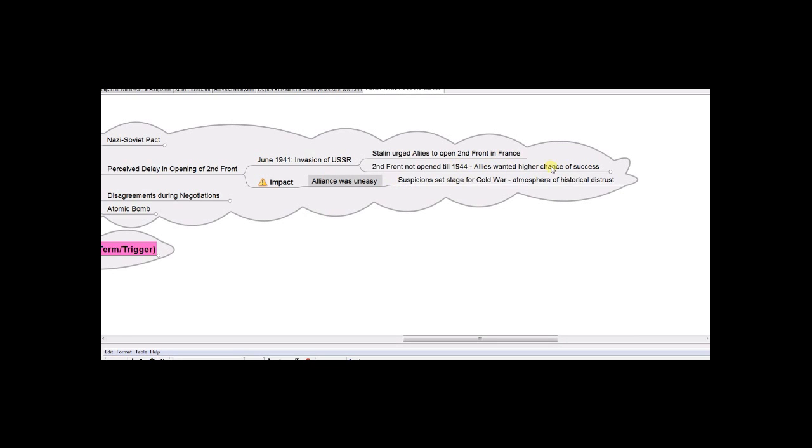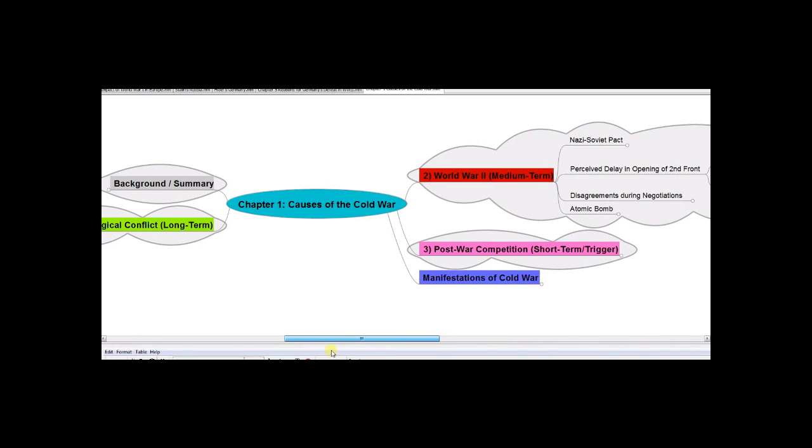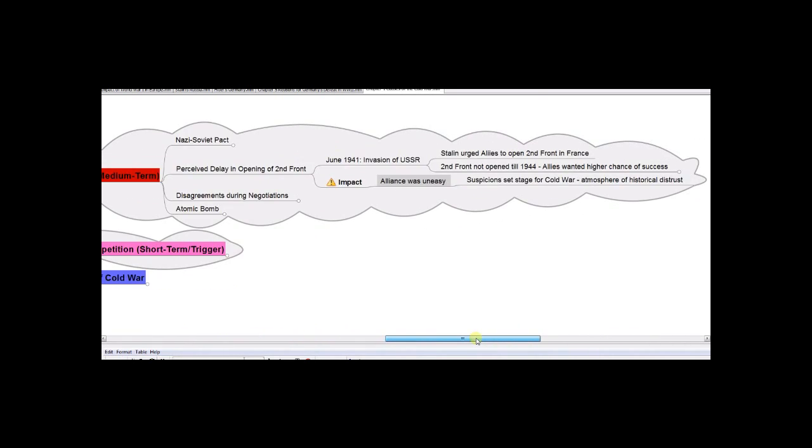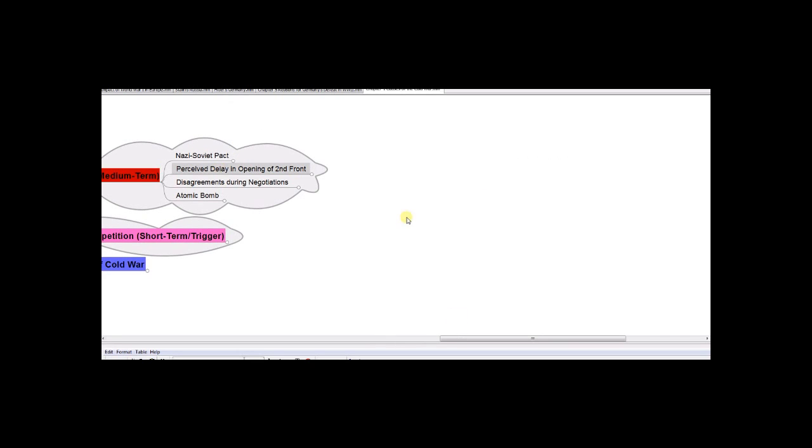And basically, these mutual suspicions that we looked at over here set the stage for the Cold War, and this contributed to the atmosphere of historical distrust that we looked at over here with differences in ideology. So not just differences in ideology, yet differences in understanding over World War II strategy. And because of this suspicion between the two superpowers, it set the stage for the Cold War and for tensions to increase later on. However, because they were still fighting against a common enemy, they still remained as allies in spite of these suspicions.